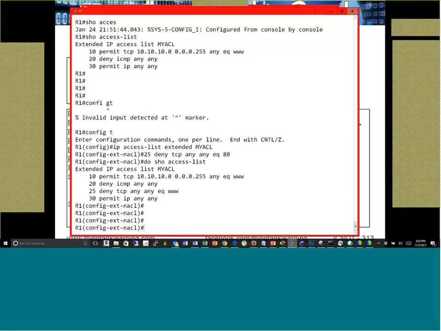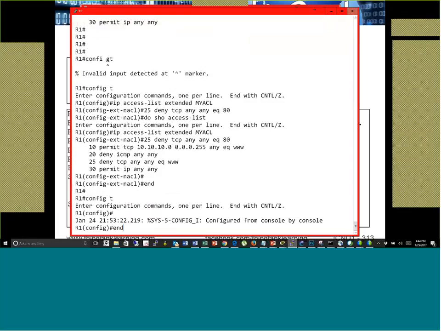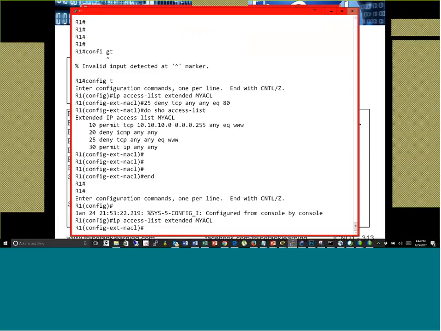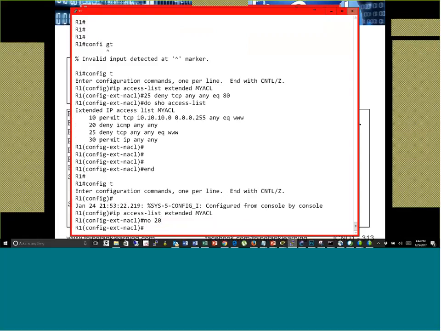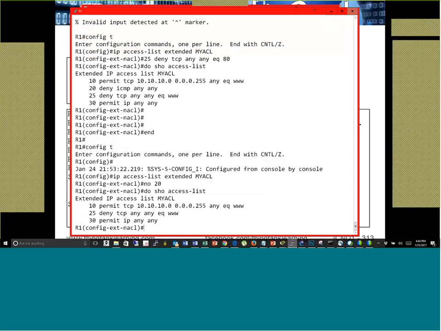So now the first command is not so useless, because the first command says go ahead and permit web traffic if it comes from 10.10, but deny web traffic if it comes from anybody else. Dang it, now I want to allow ICMP. What do I do? Config T, go into the access list. No 20. I didn't even have to put in the whole line. I just said no 20, meaning take out line number 20. Do show access-list, and now I see line 20 is gone.